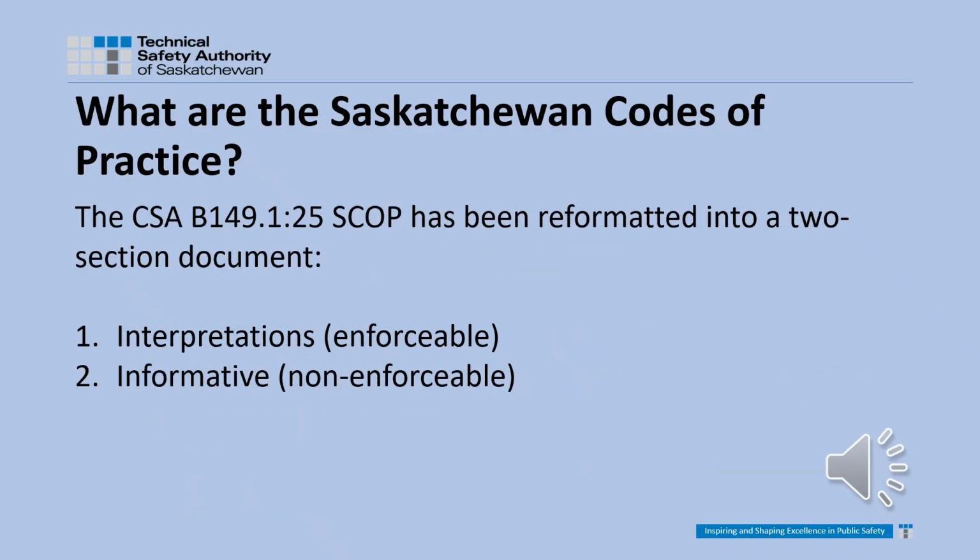The Saskatchewan Codes of Practice has been reformatted into two sections, Interpretations and Informative. Interpretations are enforceable requirements in the province. Informative is just good information or reference material to be helpful to contractors. Today we will be going over the interpretations in Saskatchewan compared to the National Code.